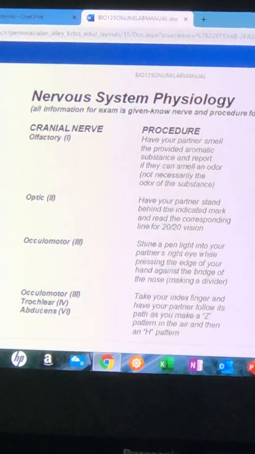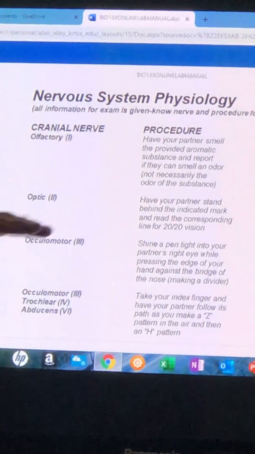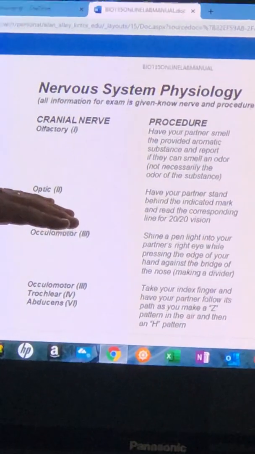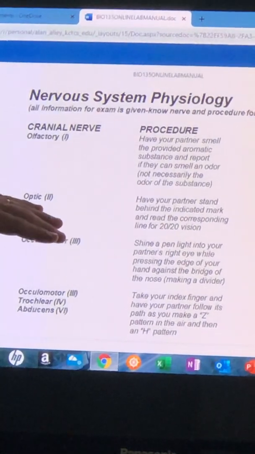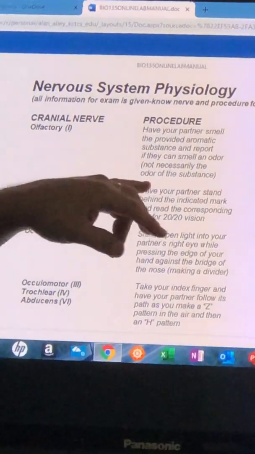And they may not be able to pinpoint exactly what the smell is, but as long as they can smell it. Cranial nerve 2, this is for vision. That is your function. That will help you in the lecture part. That's what you'll match it with on the test.